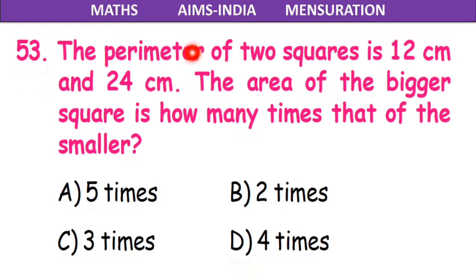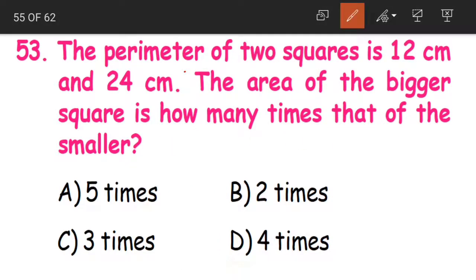Coming to question 53. Perimeter of two squares is 12 centimeters and 24 centimeters. The area of the bigger square is how many times that of the smaller? What are they saying here? We are having two squares whose perimeters are 12 centimeters and 24 centimeters. Okay, first let us find out the side of the square. Perimeter is 12 and the perimeter of other is 24. 12 and 24.